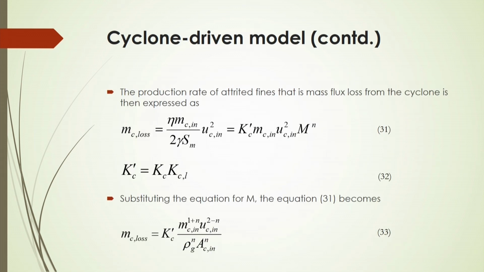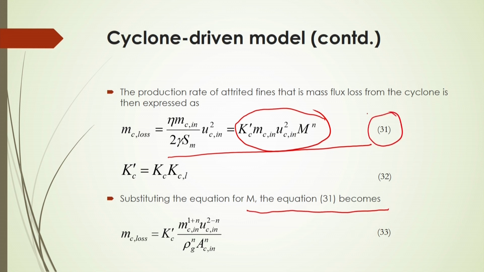And also, as per the cyclone driven model, the loss of fines from these cyclones can be calculated from the equation given as 31, eta m_c,in by 2 gamma S_m u_c,in squared. So, this will basically depend on the cyclone velocity and the mass of the fines that is collected there. And substituting the equation for m, equation 31 can be simplified and expressed by equation 33 here.